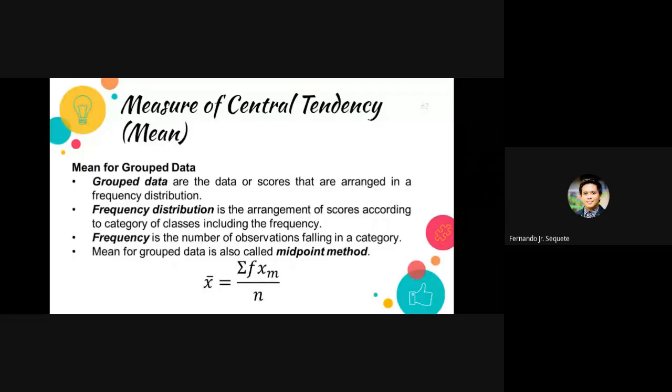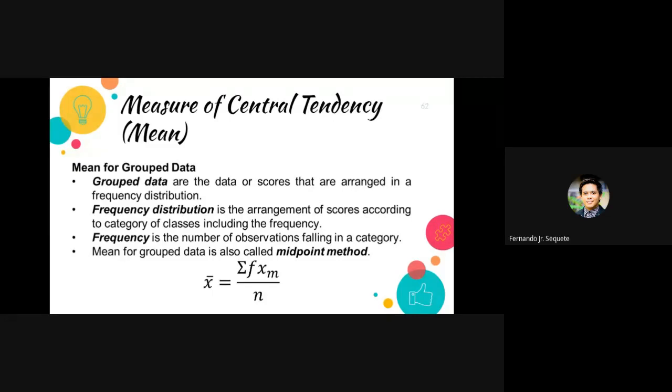Ilan yung nakakuha ng scores na nasa loob ng 1 to 10? Ilan yung nakakuha ng scores na 11 to 15? Okay, that is what we call frequency. And then mean for group data is also called midpoint method. And please take note that mean for group data is also called midpoint method.